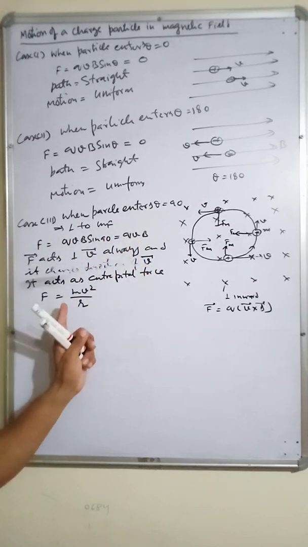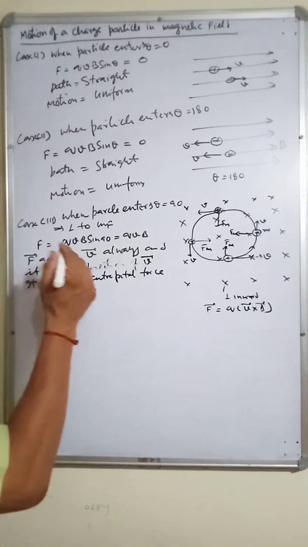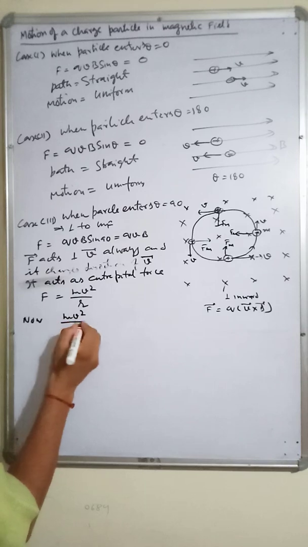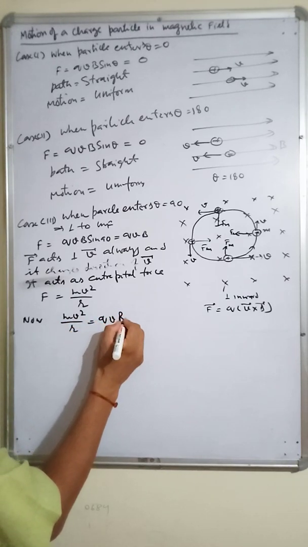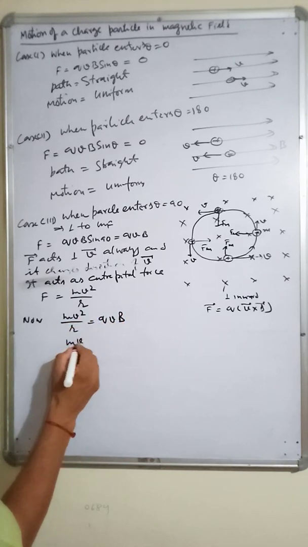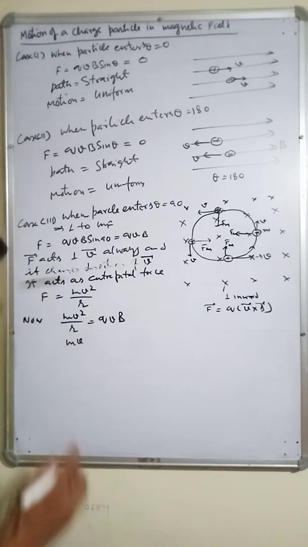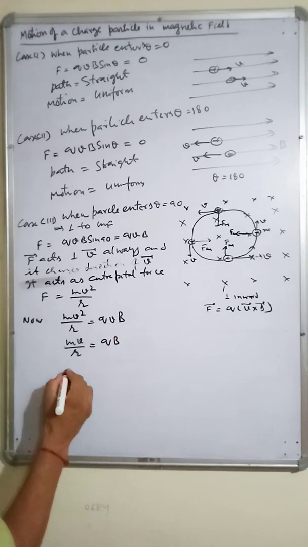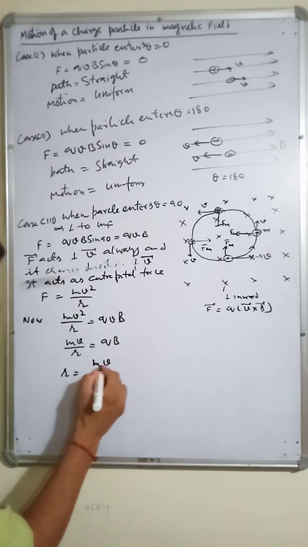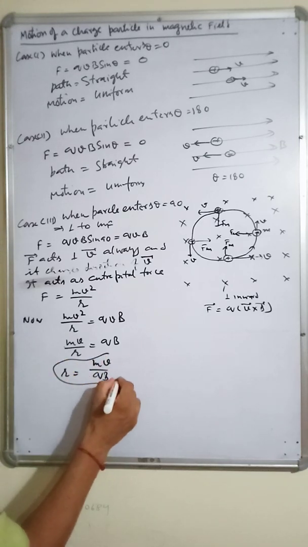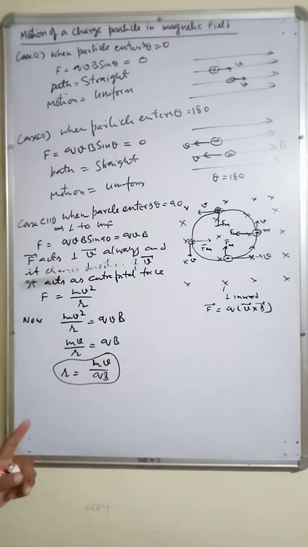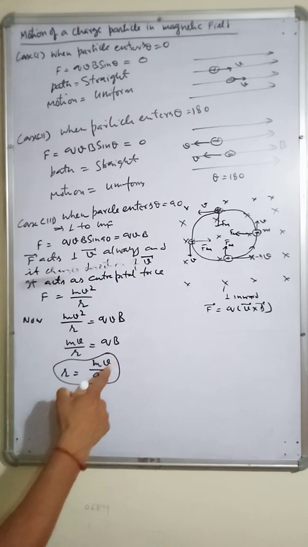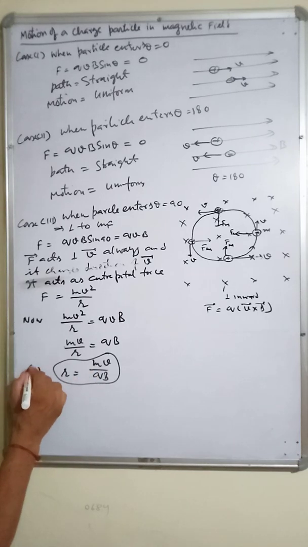This qvB sin theta provides mv square by r. So because of these two, we can write mv square by r is equal to qvB. v cancels out, so mv upon r is equal to qB, or r is equal to mv over qB. So this is the radius of the circular path. In this radius of the circular path, m is the mass of the charged particle, v is its velocity, q is its charge, B is the magnetic field. This is the first thing which we get.